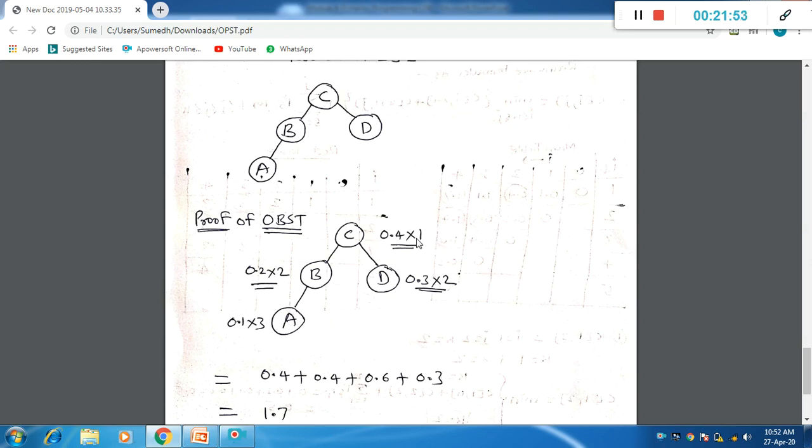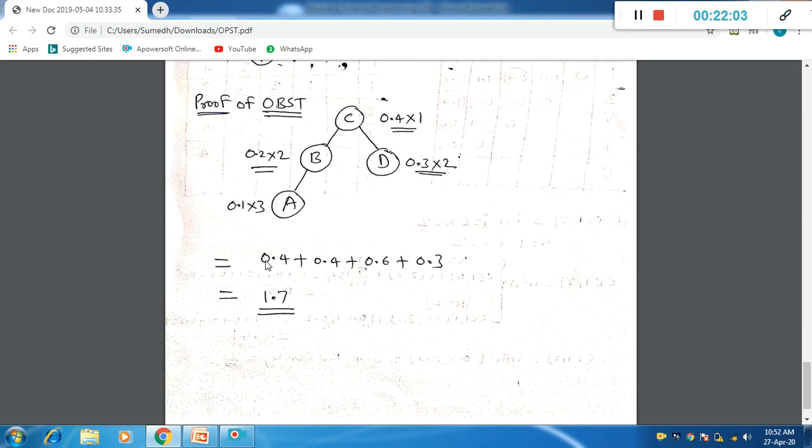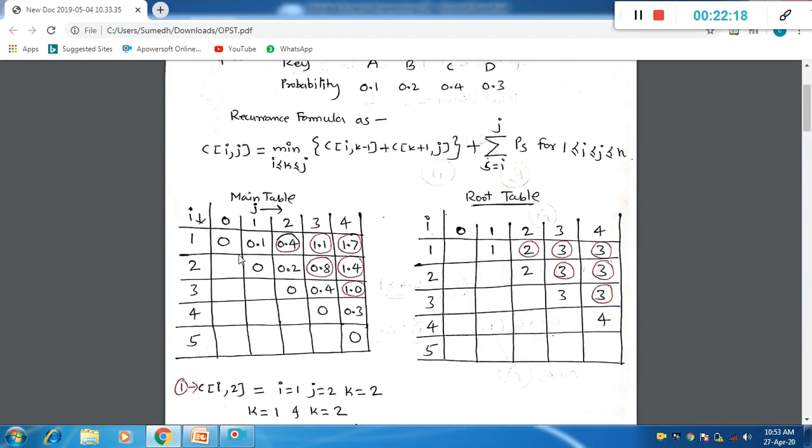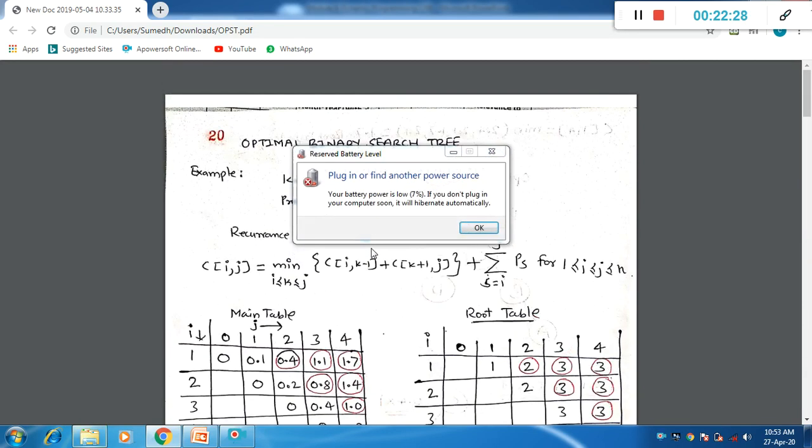Then 0.4 into 1 is 0.4, plus 0.2 into 2 is 0.4, plus 0.3 into 2 is 0.6, plus 0.1 into 3 is 0.3. When you make an addition of all this, you will get the value as 1.7. Average number of comparisons required for this given example is 1.7. This is the optimal value 1.7, and this optimal value you will generate by this table. At the top position you will get the value here as 1.7. This is an example of how to generate an optimal binary search tree for a given example.